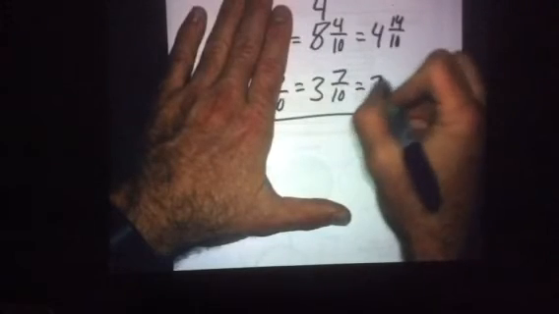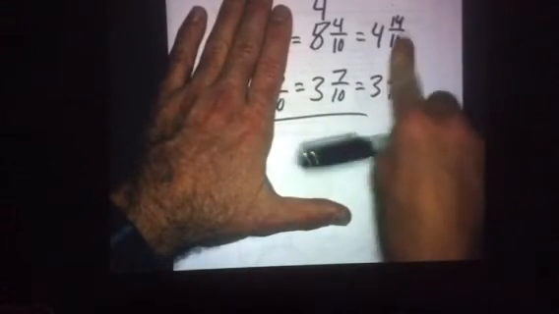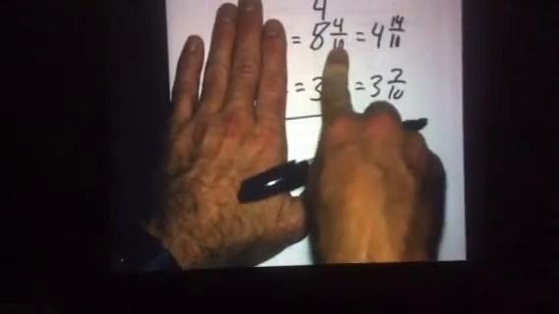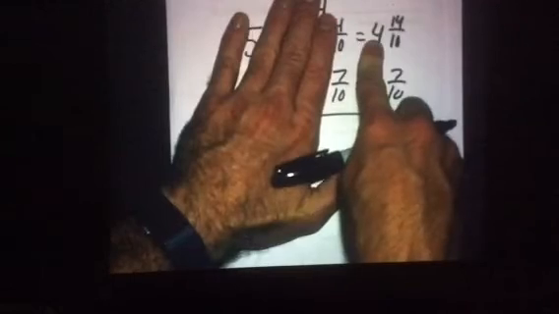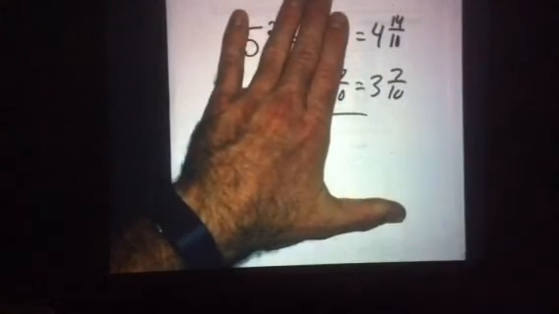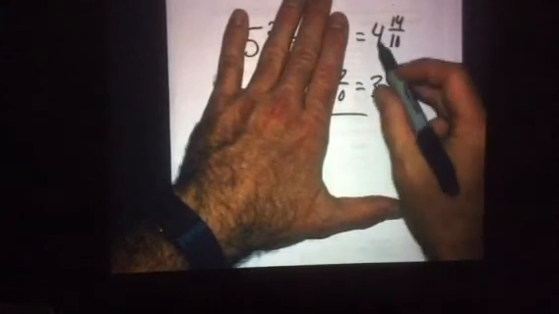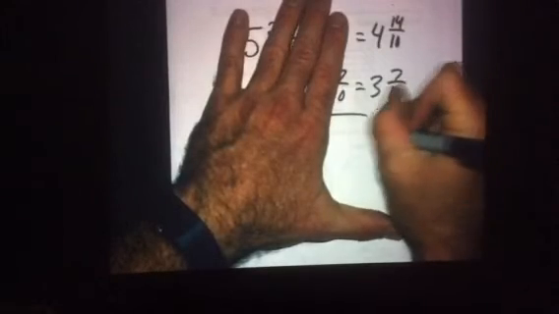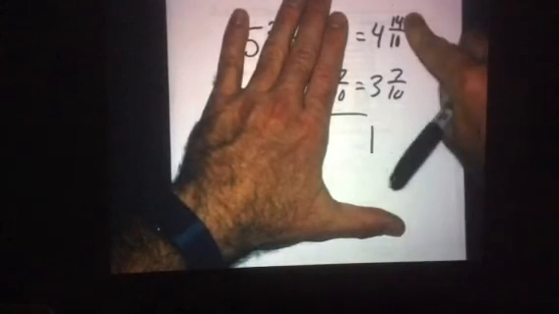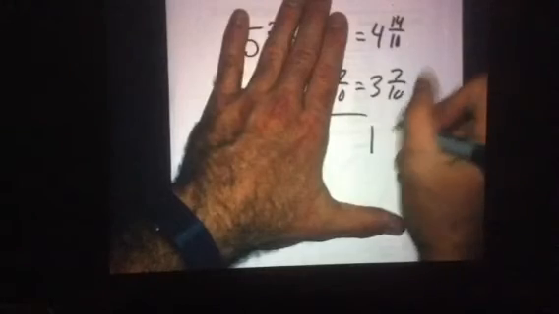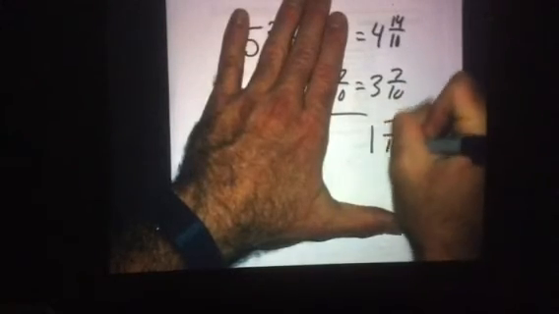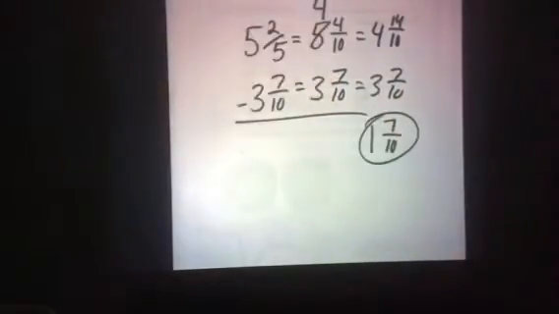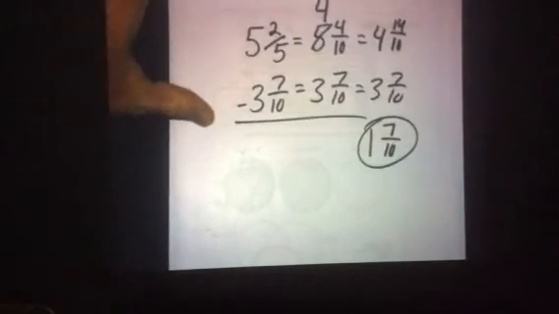So now I can do the problem. You can rewrite the whole thing if you want. Most of you would probably just look here and here. But again, what I did, I had 5 and 4/10. I showed that that is equal to 4 and 14/10. Now I can do the problem simply. 4 minus 3 equals 1 whole. 14/10 minus 7/10 equals 7/10. So this is my answer. We will do a couple more examples.